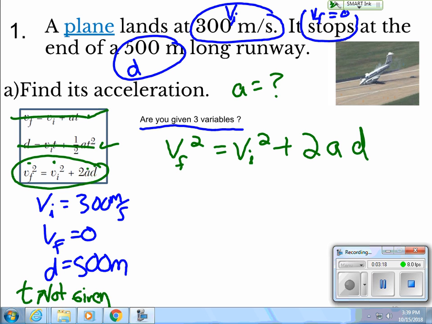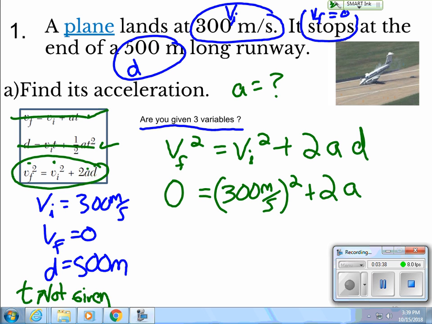So let's plug in what we know and what we don't know. I'm going to put my V final, which is 0, squared, but 0 squared is still 0. My V initial is 300 meters per second, and I square everything. Plus 2. I don't know what my acceleration is, so I leave that as A. And now my distance is 500 meters.